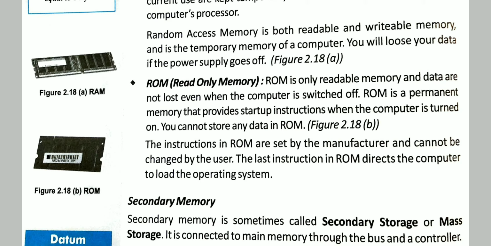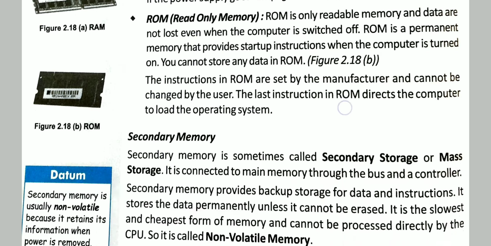ROM is a permanent memory that provides startup instructions when the computer is turned on. You cannot store any data in ROM, meaning that it is not writable. You cannot store anything in the ROM; it already has the instructions or programs stored in the ROM itself. Come to the secondary memory.